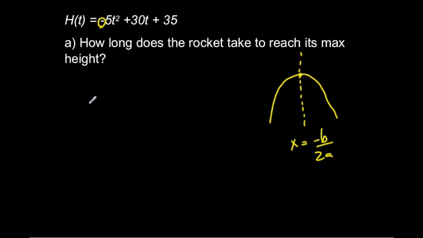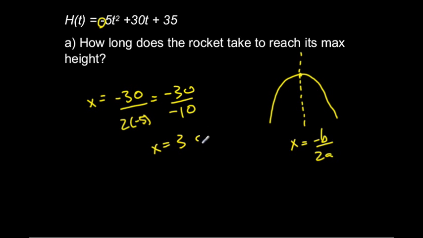So let's take our terms here, and we'll find out what our axis of symmetry is. We'll have negative 30 over 2 times a negative 5. That works out to be negative 30 over negative 10, and x in this case is 3 seconds. So it took 3 seconds for our rocket to reach its maximum height. Anything that's asking you for the max or the min using this, we want to find our vertex through finding our axis of symmetry.